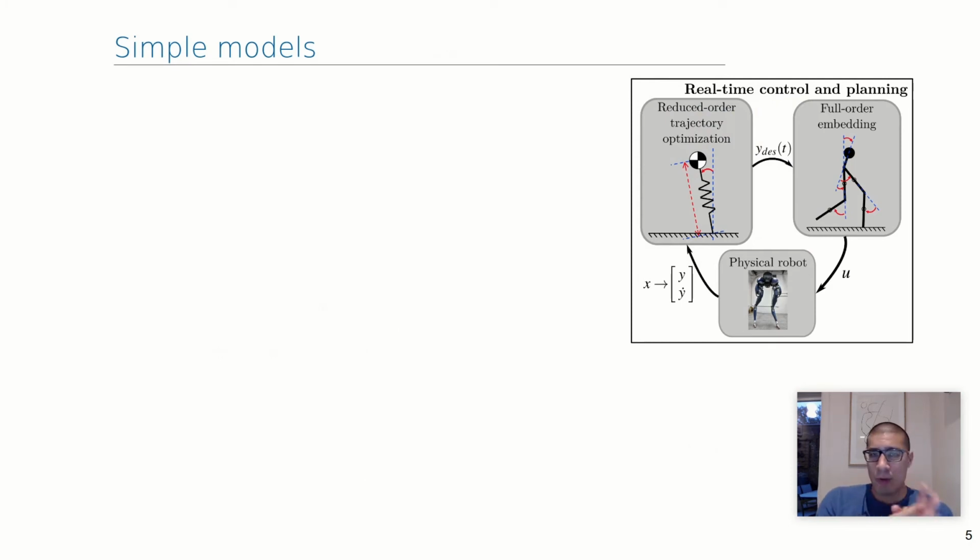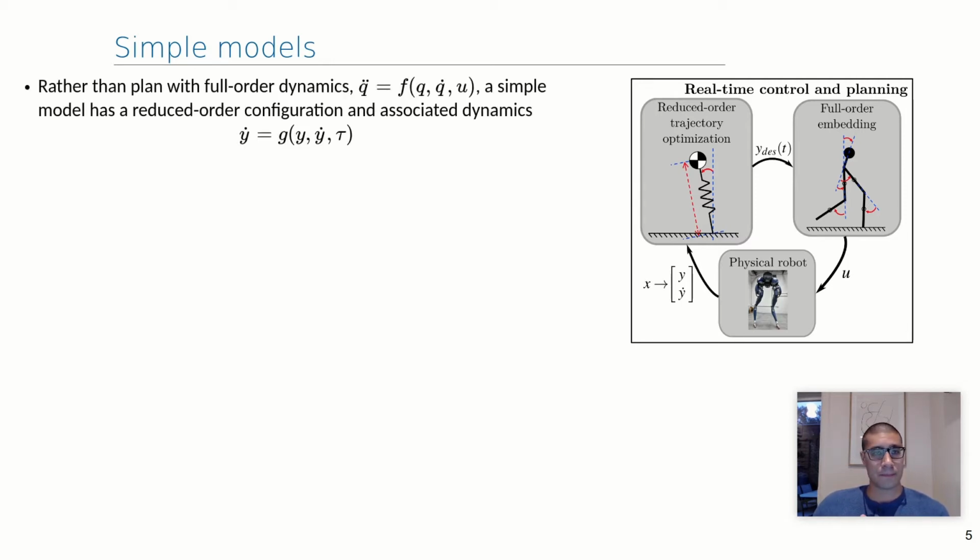First, what do we mean by a simple model? At a high level, we mean something that we can use for real-time planning, typically much lower dimensional than the original physical system, and that we can then take a strategy developed on that simple model and apply it to the real robot. So that process looks something like this. Rather than plan with our full order dynamics, for instance, q double dot is some f of q, q dot, u, and here I'll take q to be our configuration variables or joint positions, q dot the velocities, and u the torques. Our simple model might have some reduced order configuration and associated dynamics.